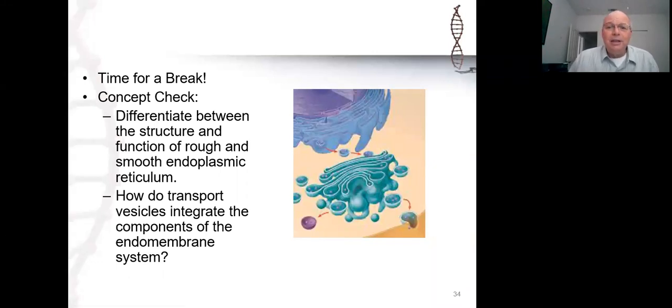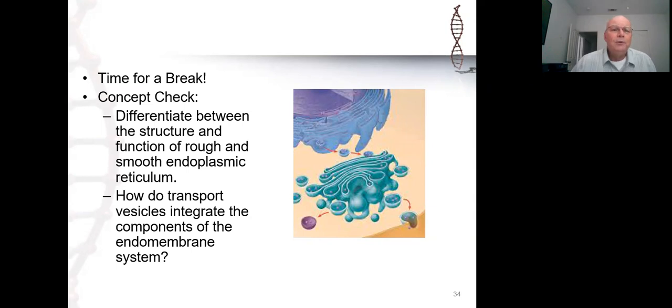And again, the concept checks relate back to what we've been talking about. So if you want to take a quick break, bathroom break, get a drink, get a snack, by all means, put me on pause. I'll still be here when you come back. Otherwise, let's read through the questions. I'll give you about 30 seconds or so to think about it, and then we'll look at the answers.